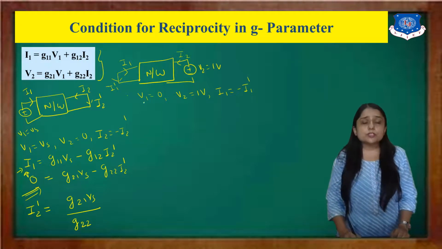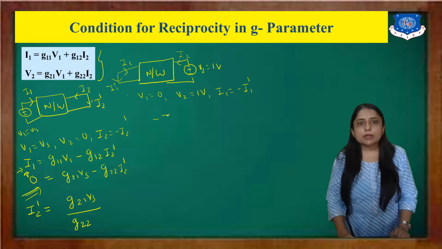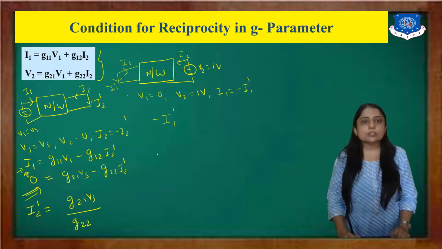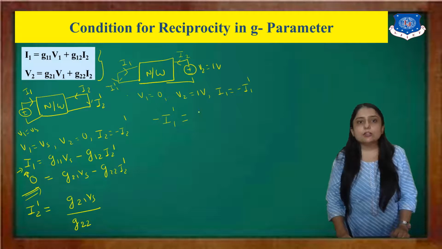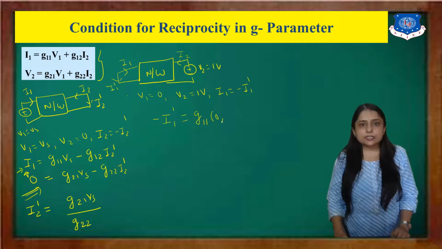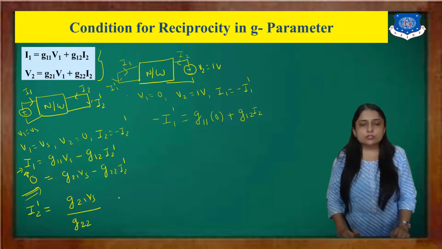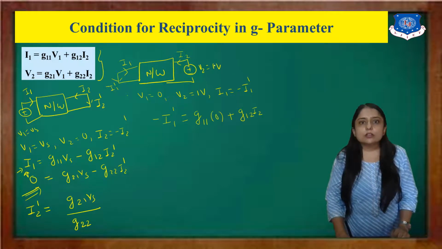Now we have to substitute all these values in these two equations. So in place of I1, what I can substitute is minus I1 dash, that equals G11, instead of V1 what is this? That is 0, plus G12, and here I2 as it is. Now we will use the second equation. Instead of V2, here we have to consider Vs.